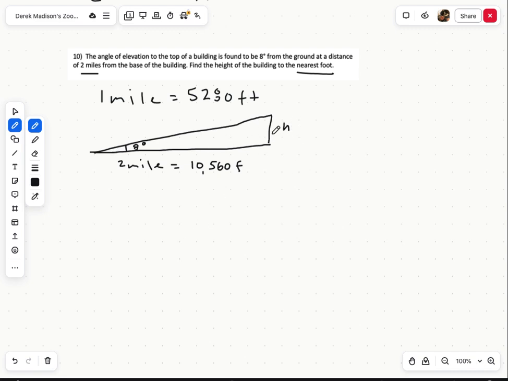So seems like a job for tangent again, because I'm looking for the opposite and I know the adjacent. So we'll go tangent of 8 degrees equals opposite H over adjacent 10,560. Multiply that up, throw it in a calculator. Hopefully that's getting to be old hat now. And I got 1484 when I put that in the calculator. Cool, that concludes 5.4.